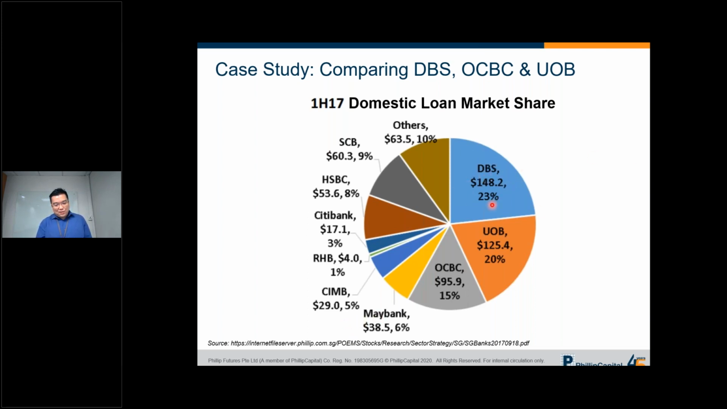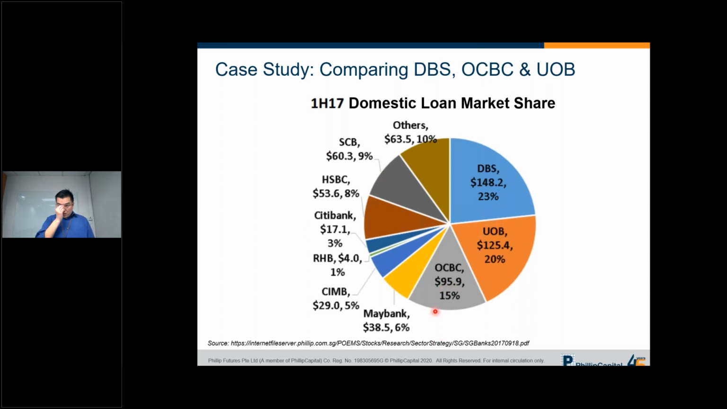But one thing I want you to take note of here is that you can see DBS has 23% of the loan market share in Singapore, UOB 20%, OCBC 15%. So the three banks together took almost 60% of the entire Singapore loan market. Of course, you have various international banks. They are very big in their own country, but over here in Singapore, their portion is not as big as the three local banks, right?